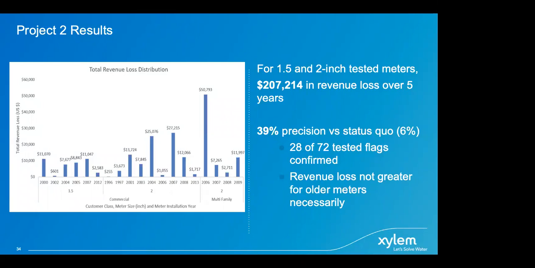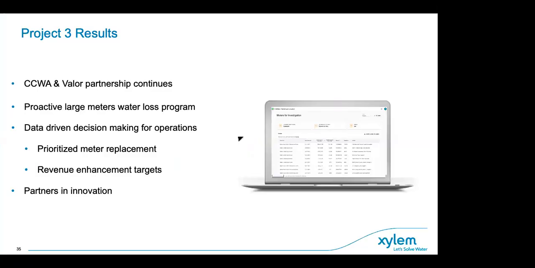And that's based on the investigations they did on the predicted results. So you can look at their 39% precision rate. Well, their status quo was about 5 or 6%. So this is a pretty seismic shift for them, both in terms of revenue recovery and efficiencies. And project 3, which we're working on today, it continues. We're looking at all their large meters now, and they're becoming a partner in innovation for us.